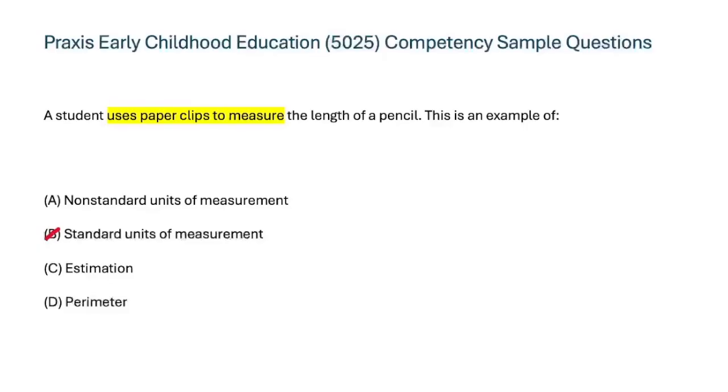Standard units would involve a ruler for inches or centimeters, which is not being used here. Let's eliminate option C, estimation, because that involves guessing rather than measuring. We can eliminate option D. Perimeter refers to the boundary around a shape, not length like in this scenario. That means option A is the correct choice, non-standard units of measurement. Paper clips are informal units, not standard units like on a ruler. So this is an example of using non-standard units.